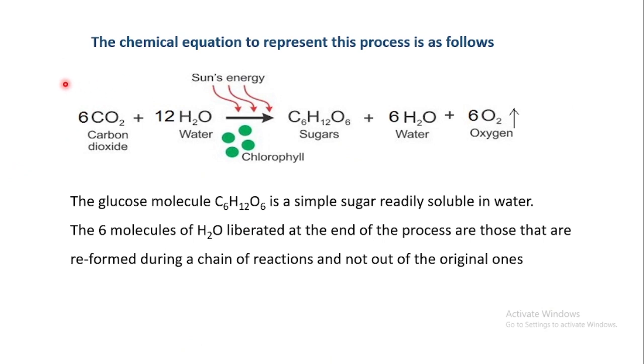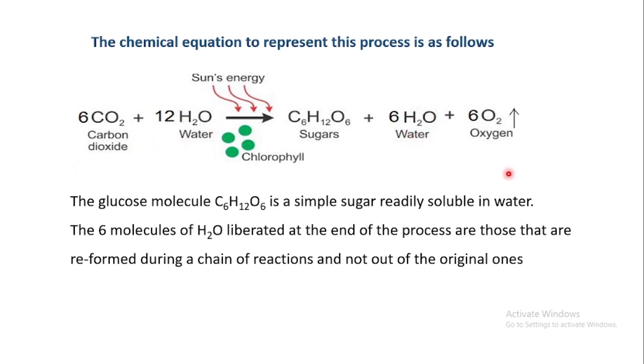Now, this is the chemical equation that you have to learn. For ICSE class 10, this is the chemical equation you have to learn. 6 molecules of CO2 plus 12 molecules of water. In the earlier classes, we have been studying 6 and 6 for balancing, but now you have to remember this. It is 12 water molecules here and 6 water molecules here. So it becomes actually 6 here, right?